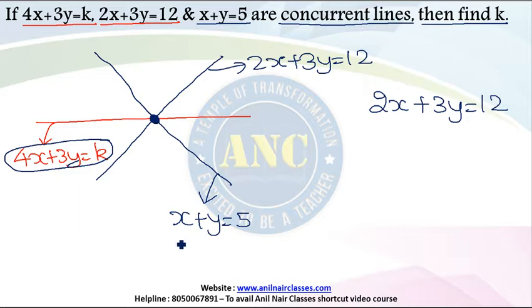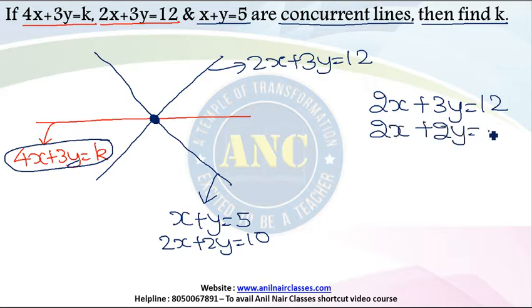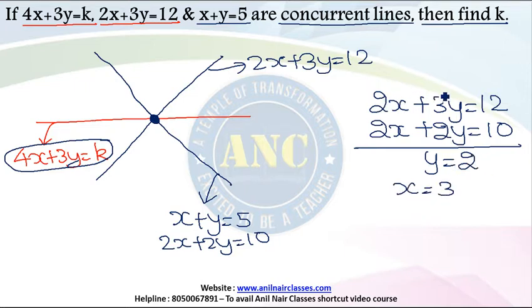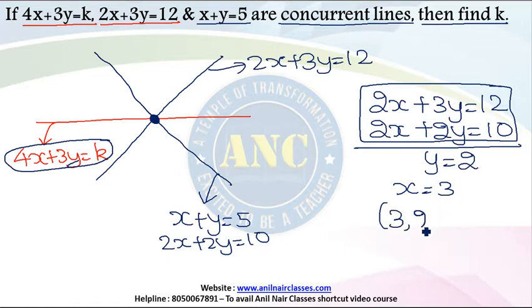x plus y is equal to 5 can also be written as 2x plus 2y is equal to 10, right? Why did I write like this? If I simplify, 3y minus 2y is y. 12 minus 10 is 2. The y value is 2. So the x value should be 3. That means if I solve these two equations, I am getting the value of x as 3 and the value of y as 2.